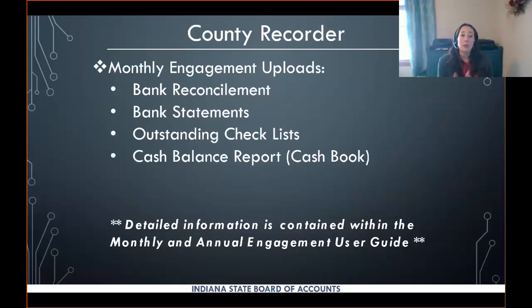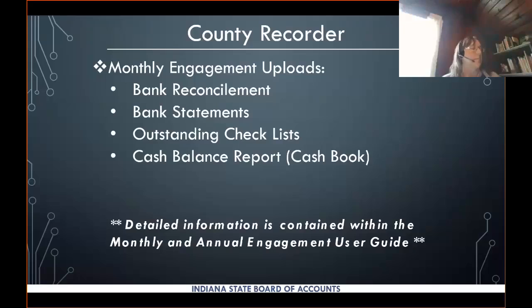So if you do have an outside bank account, you are required again to upload your bank statement, your bank reconcilements, and your outstanding checklist. Your outstanding checklist, if I didn't tell you earlier, is just a list of checks that have been written but haven't cleared the bank yet. It's just a reconciling item that you have.